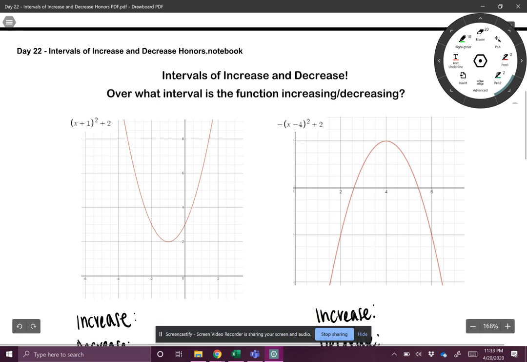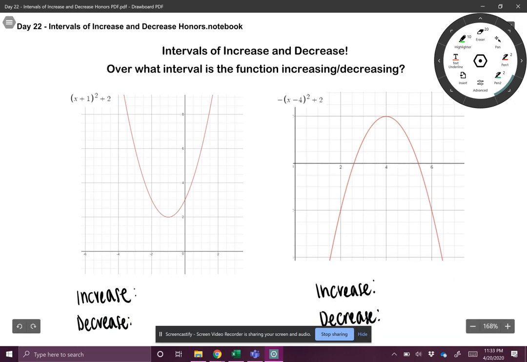So let's define what intervals of increase and decrease are. Intervals of increase and decrease are where a function is increasing or decreasing as it relates to its x values. Now, we look at the x values because our x values are the independent variable. So where a function is increasing or decreasing depends on what x value that we're looking at. So we're going to write in interval notation, which we're used to writing all the time. For instance, anytime I ask you to write domain or range, you're already writing in interval notation. So it's going to look very similar to that.